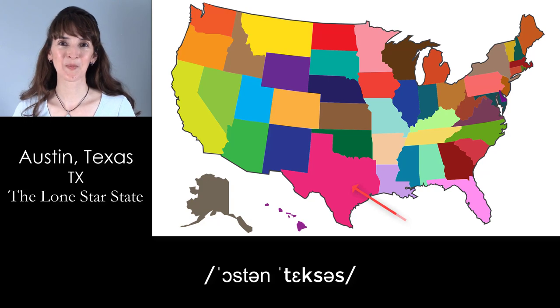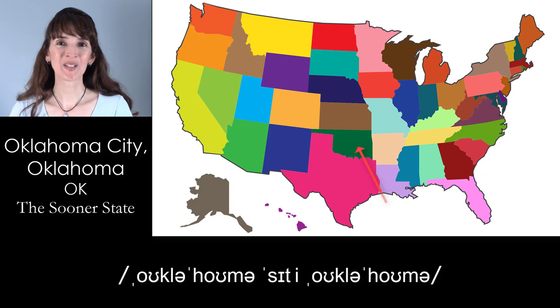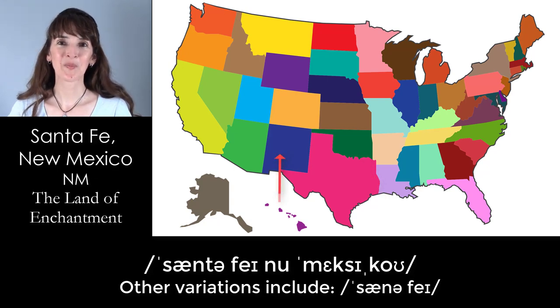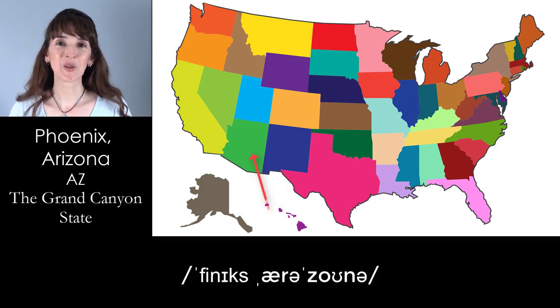Austin, Texas, the Lone Star State. Oklahoma City, Oklahoma, the Sooner State. Santa Fe, New Mexico, the Land of Enchantment. Notice how I drop the T in Santa, Santa Fe. You don't have to, but it's very common. Just like we drop the T often in Atlanta, Atlanta, Georgia, and Santa Fe, New Mexico. Phoenix, Arizona, the Grand Canyon State.